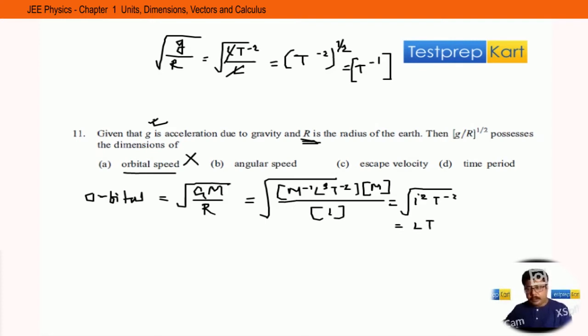Now we are coming to the angular speed. So we know v is equal to r omega. This omega represents the angular speed, and this v represents the linear speed.